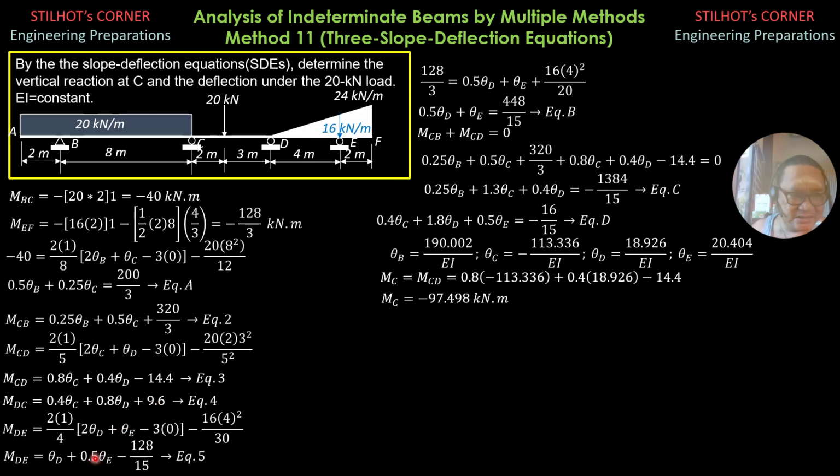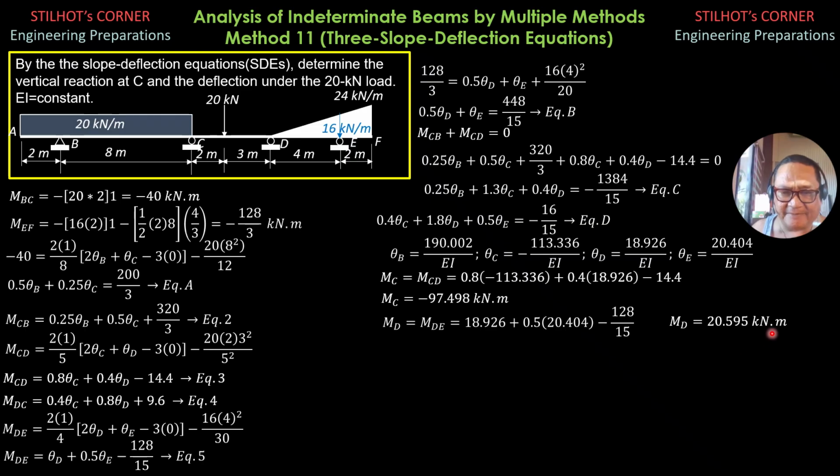Then MD is MDE. So theta D, which is 18.926, plus 0.5 of theta E, 20.404, then minus 128 over 15. MD is equal to 20.595 kilonewton meter. We then apply these moments at C and D with the corresponding correct sense and directions as shown. So that's at C, then at D, 20.595 counterclockwise, MDC, then clockwise, MDE, because moment is positive.